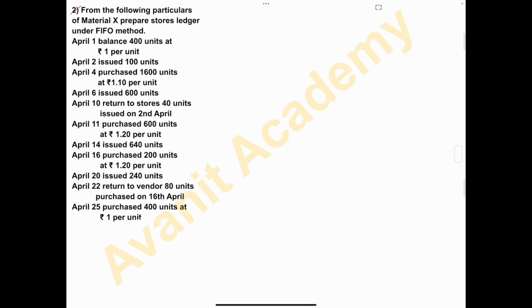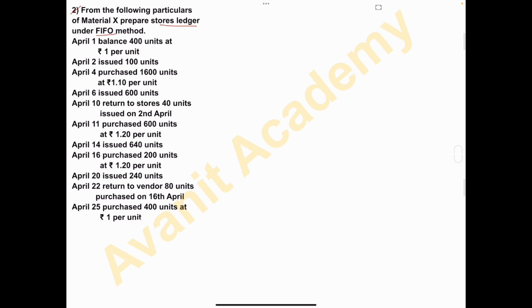Problem number 2. From the following particulars of material X, prepare store ledger account under FIFO method. Certain information they have given related to purchase and issues of raw material, and we have to prepare store ledger account under FIFO method, that is first in first out. Under this method, the materials which are purchased first will be issued first to the production.